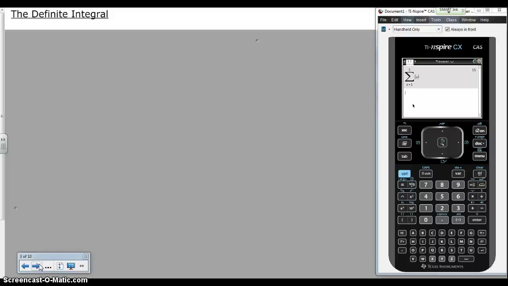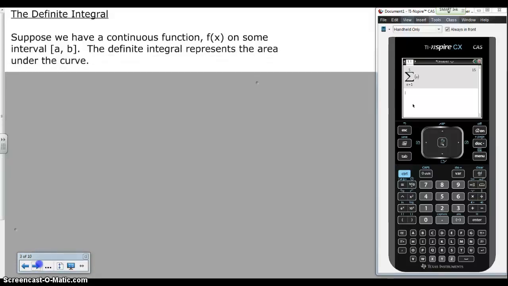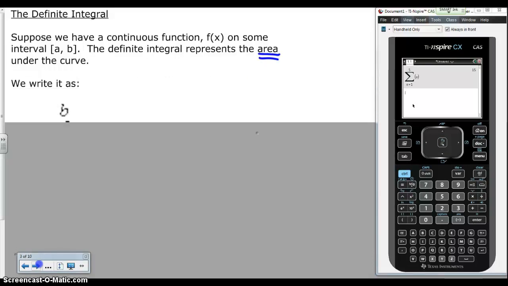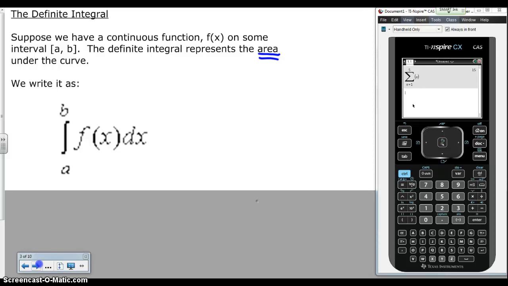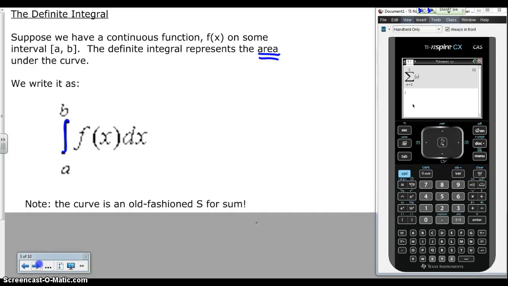Okay, so how does this relate to the definite integral? Suppose we have a continuous function. It's got to be continuous, so it has a derivative on some interval a to b. The definite integral represents the area under the curve, okay? And so the symbol for the definite integral is this big curly S. It's been flattened out. You can think of the S for sum. It's an old-fashioned S for sum.